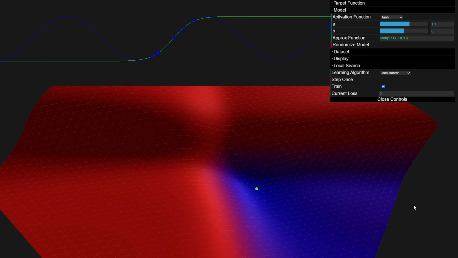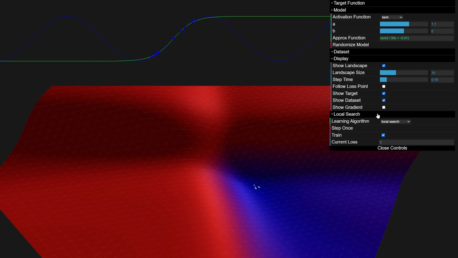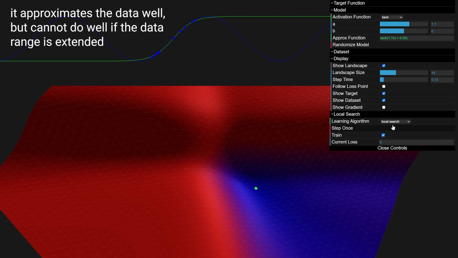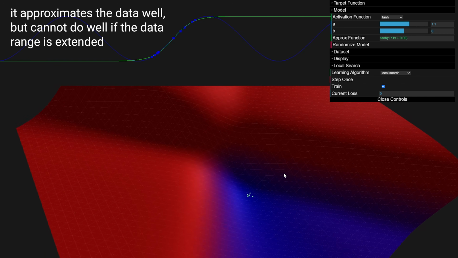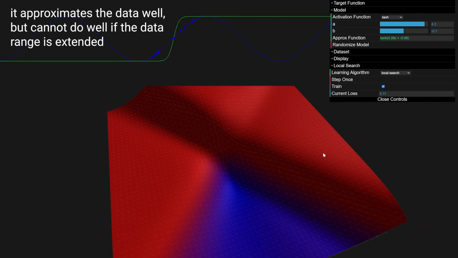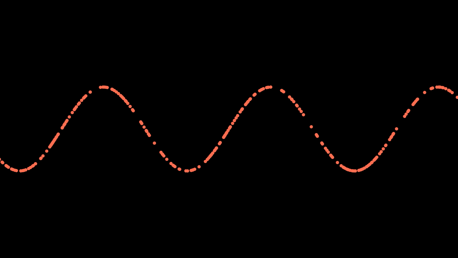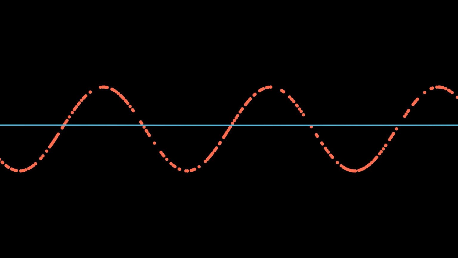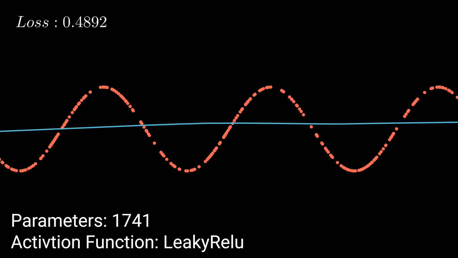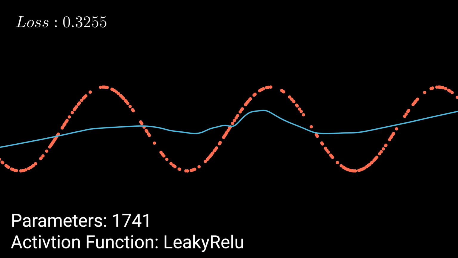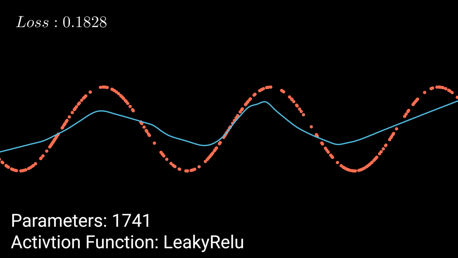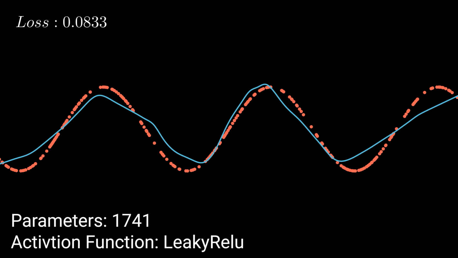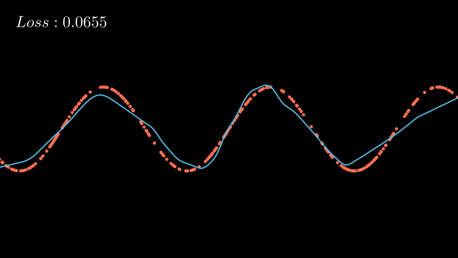Either way, it finds the best approximation, but it still isn't a great approximation, and of course it's not. 2 parameters does not make for a very useful neural network. So let's switch over to a real PyTorch neural network and evolve it using a local search. This network has 1,741 parameters, so we can no longer observe the loss landscape directly, but we can observe the learned function.